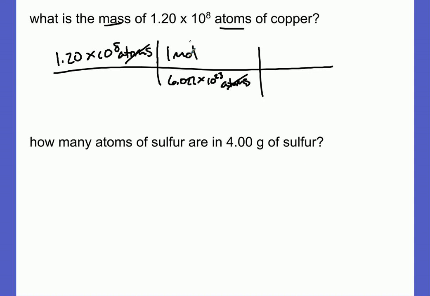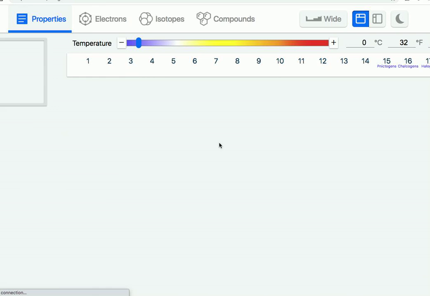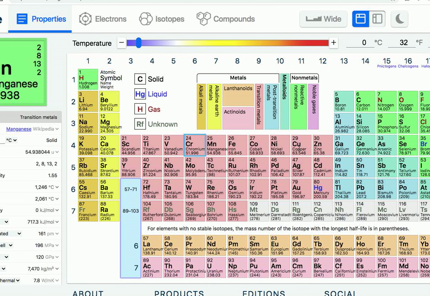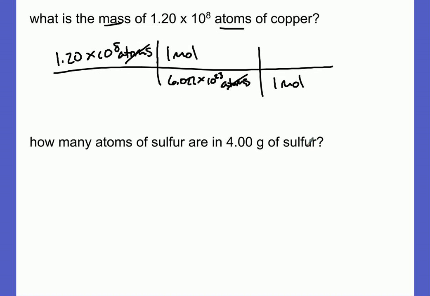Otherwise, now I can change my moles into a mass, right? Because 1 mole of copper has a mass off my periodic table. I guess I went back here, but my periodic table, copper right here, has a mass of 63.55 grams. So moles went away, atoms went away, right? It's just a 2-step process. I have to change atoms into moles, then I can change moles into grams. So I just multiply and divide. So I can do that in whatever order I want.